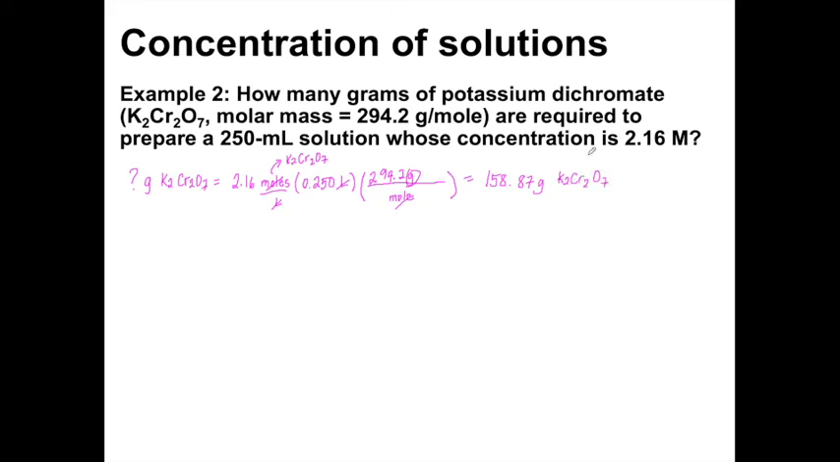So this means that I get 250 ml or 0.250 liters of water, and then I add solid potassium dichromate here, and this has a mass of 158.87 grams. I stir the solution and then I get my 2.16 molar potassium dichromate solution.